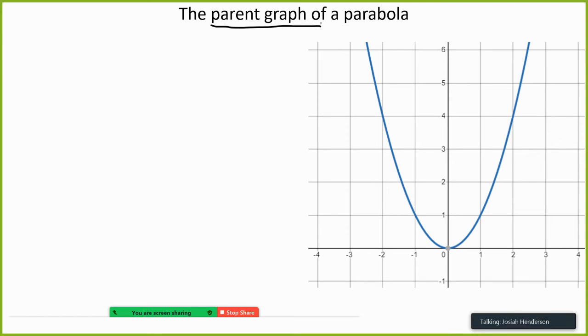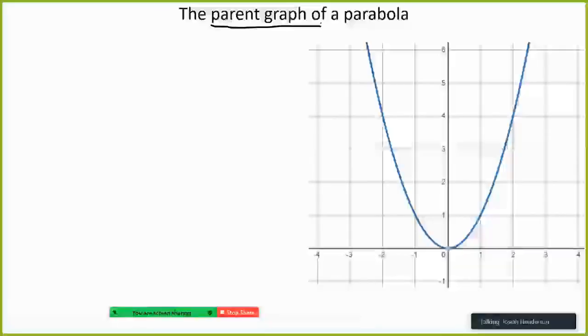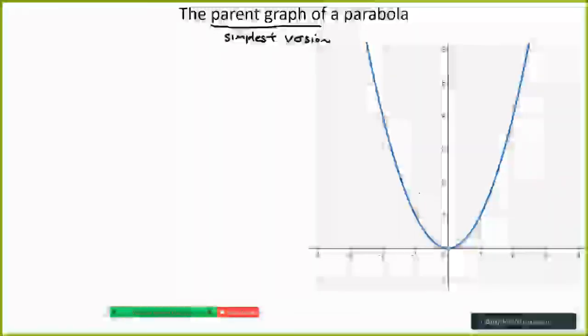The parent graph for any different function is always the simplest version, okay? That's what we mean in math when we say the parent graph. It's the simplest version of that type of function. And always, always, always, the parent graphs are kind of anchored around the origin of the XY chart. So 0, 0, right in the middle. And notice that for my parent graph of a parabola, the vertex is right at the middle, 0, 0.